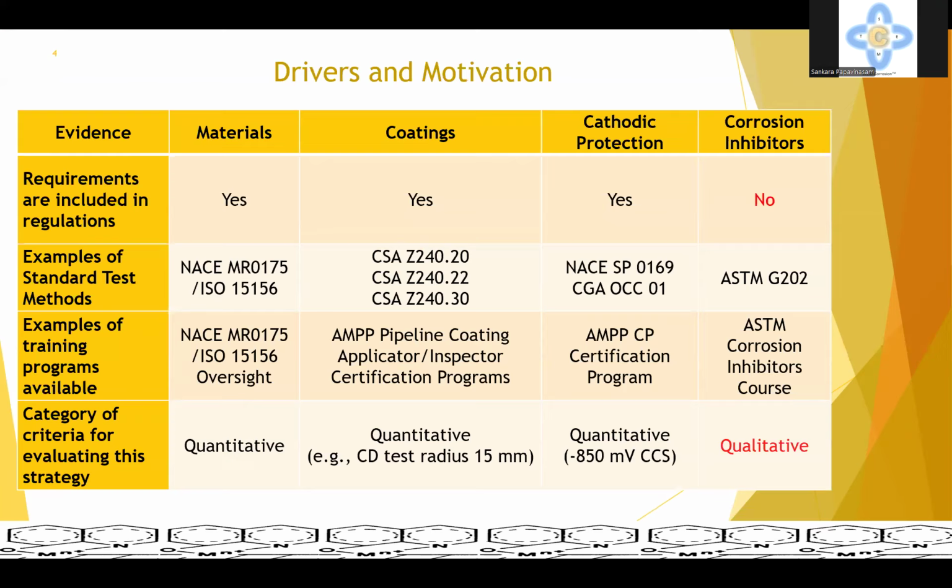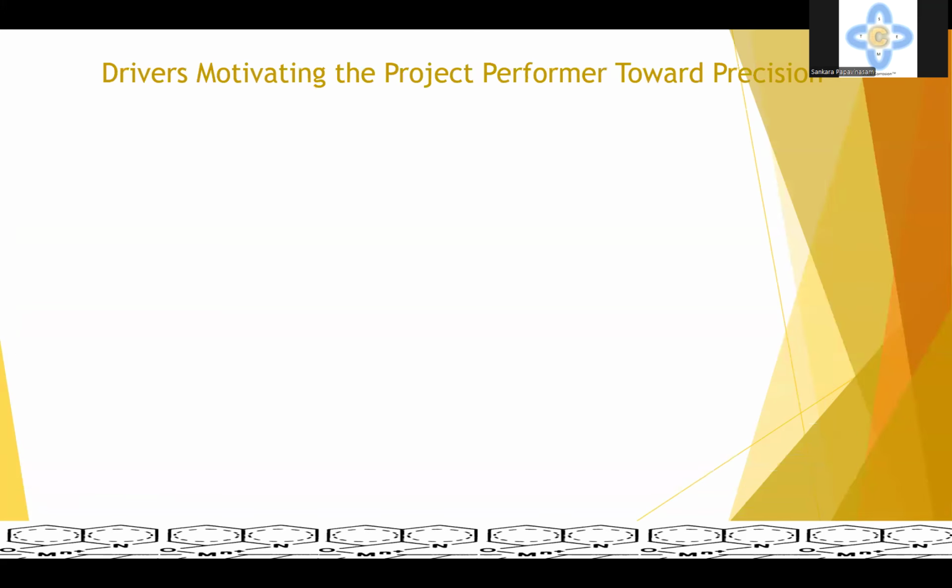Again, the driver for all these efforts is to fill the industry gap, that is, to have quantitative criteria for evaluating corrosion inhibitors, similar to other corrosion control strategies such as materials, coatings, and cathodic protection. So we want to give specific, quantitative guidelines in the selection and evaluation of corrosion inhibitors. That is the primary driver.